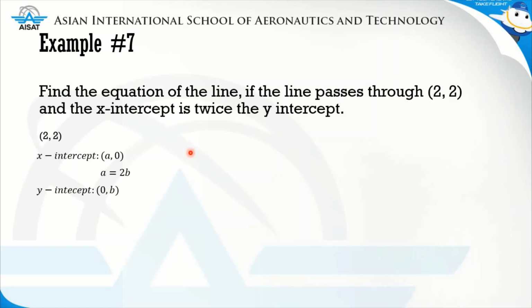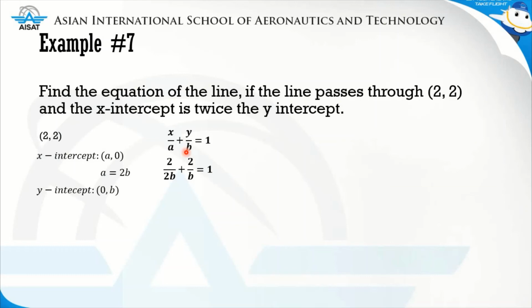Now let's find the equation of the line. So we will use x over a plus y over b is equal to 1. Now substituting the value of a, which is 2b, since we know that a, or the x-intercept, is twice the y-intercept, and b is simply b. Therefore, the equation becomes 2 over 2b plus 2 over b is equal to 1.